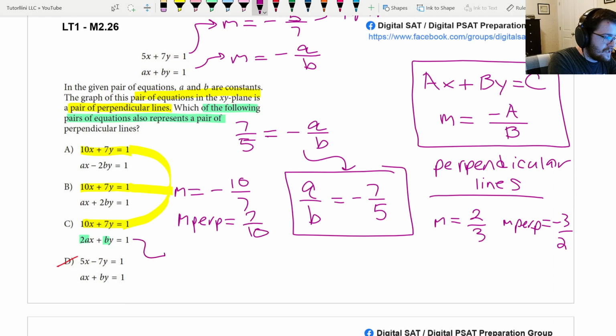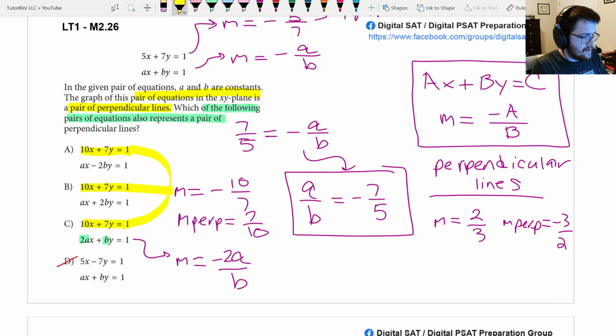So this one is -2a/b, which if we use the ratio that we came up with, if a/b is -7/5, and then we multiply that by -2, we get 14/5. So that is not 7/10, so I think that one is wrong.